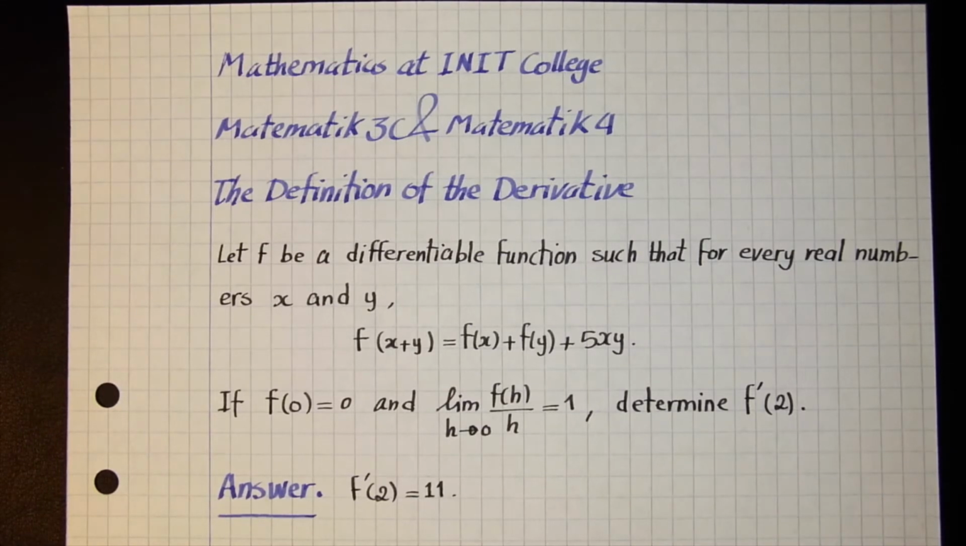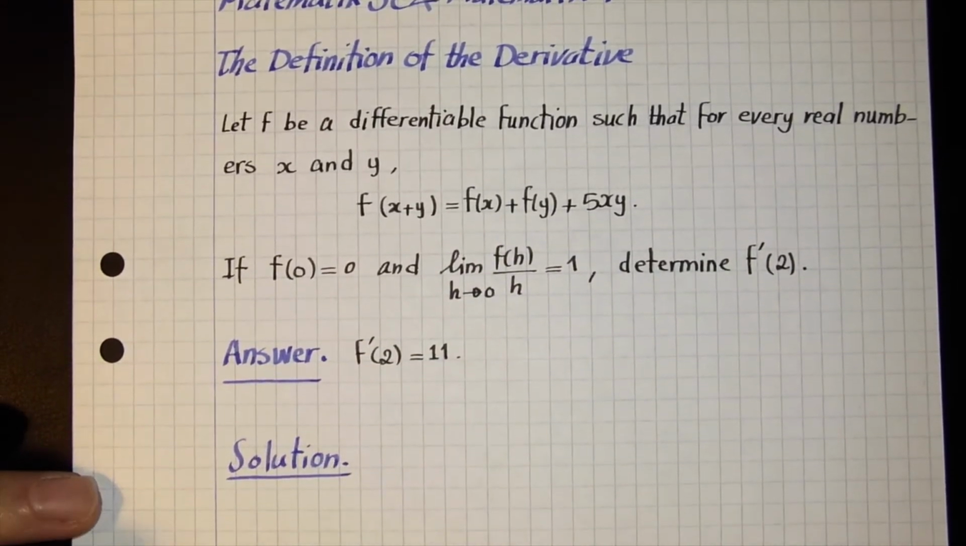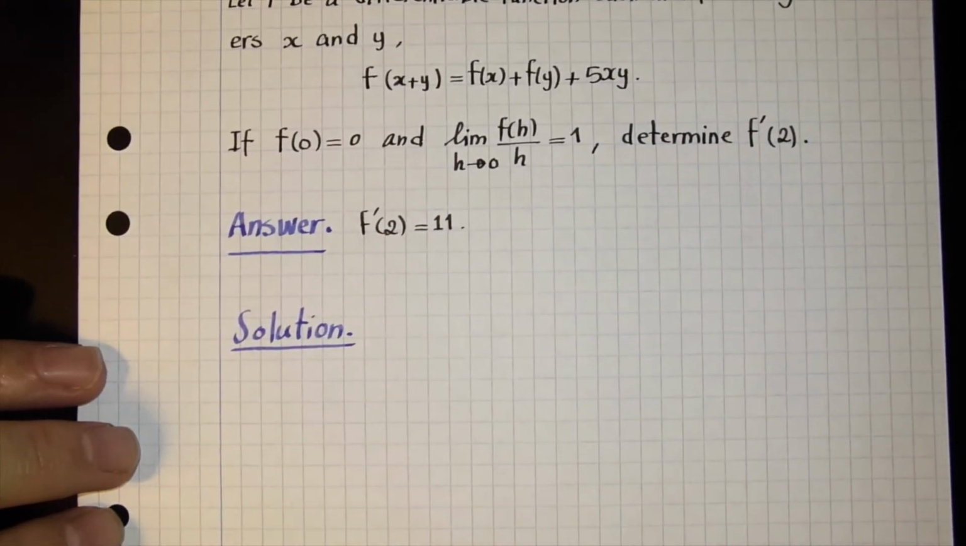I recommend you to pause the video at this point and try to solve the problem yourself first. If you do everything correctly, the answer that you will get for f prime of 2 is f prime of 2 equals 11. Okay, now let us solve the problem here.